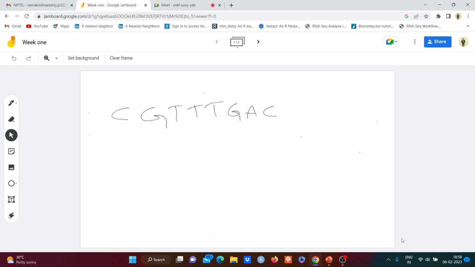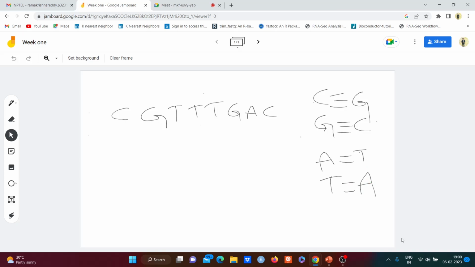We know the base pairing between A and T and between G and C has a specific number of hydrogen bonds between them. When we consider C, it forms 3 hydrogen bonds with G, and when we consider G, it forms 3 hydrogen bonds with C. When we consider A, it forms 2 hydrogen bonds with T, and when we consider T, it forms 2 with A. So this is the base pairing principle.